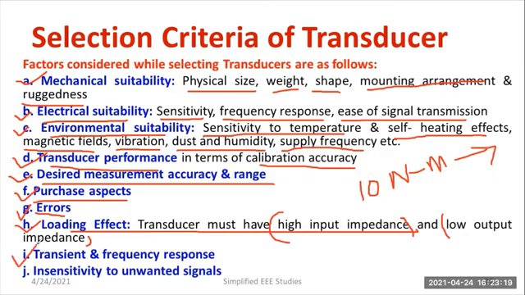And also you have to take care of the transient and frequency response. You have to calculate the frequency response, such as the cutoff frequency, then bandwidth, all the things you have to calculate. You had better plot some frequency response curve. You can calculate the frequency domain specification, and you have to determine whether the transducer is meeting the desired frequency domain specification or not.